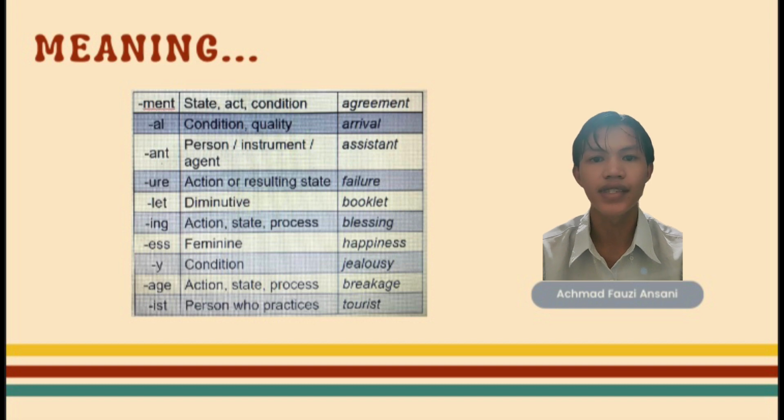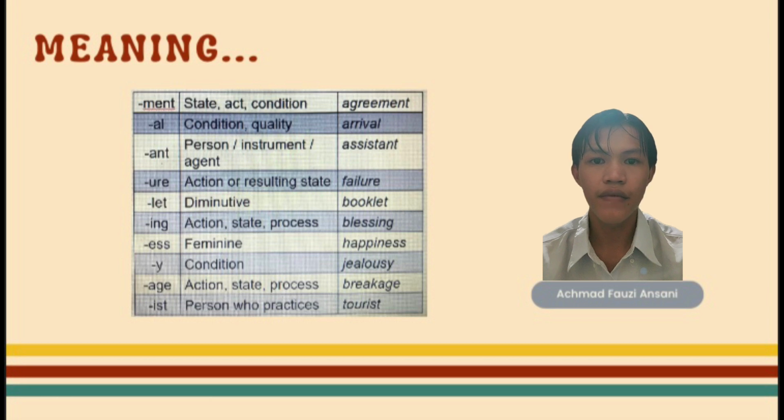For more examples, we can see the rest of the words in the table. The suffix al refers to words that have the meaning of condition or quality. Example word is arrival. The suffix ant refers to words that have the meaning of a person or instrument or agent. Example word is assistant. The suffix ure refers to words that have the meaning of action or resulting state. Example word is failure. The next word we have suffix let. It refers to words that have the meaning of diminutive. Example word is booklet. For the rest of the examples, you can see the table.